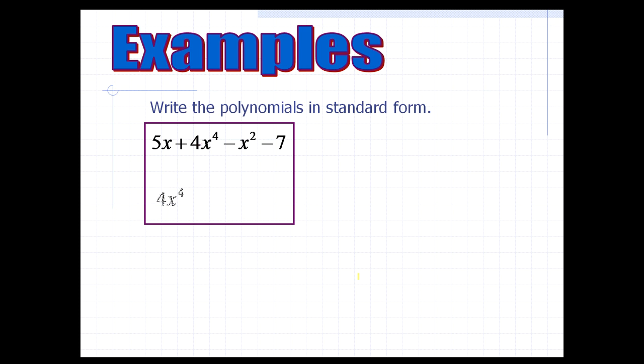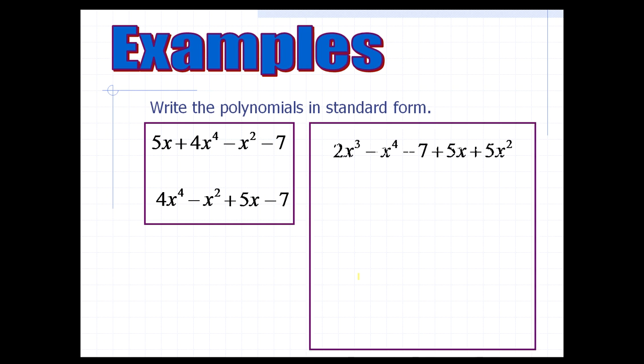We observe that we'll have to do some rearrangement. So the first is 4x to the power 4 minus x square plus 5x minus 7. The constant term always comes in the end. Let us consider one more example.